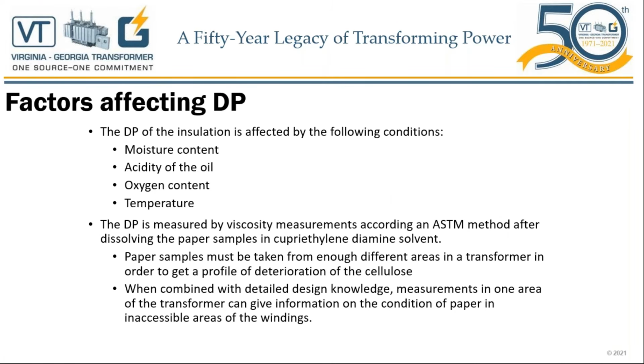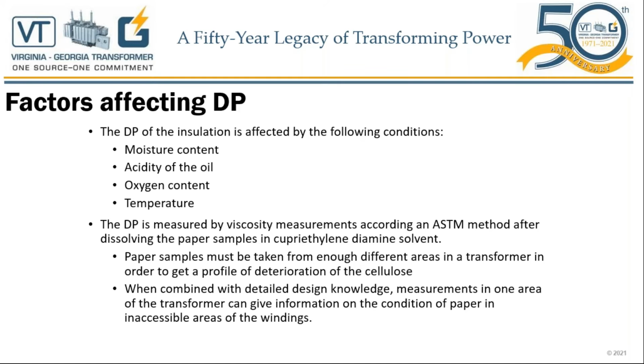What affects the degree of polymerization? Let's look at the degree of polymerization of the insulation affected by these conditions. Moisture, definitely. Acidity of the oil, oxygen content, and of course, temperature. Remember earlier in one slide, when we were going over just generic causes of transformer failures, that was moisture, that was oxygen, and that was temperature. And I said I will leave this alone for later to talk to. And this is where we are going to start getting into that.